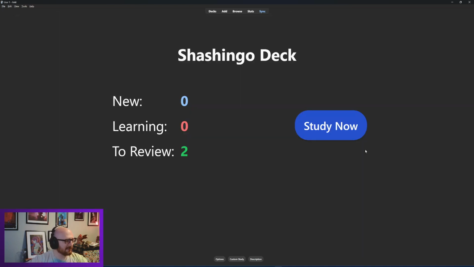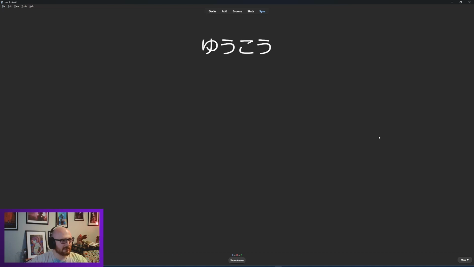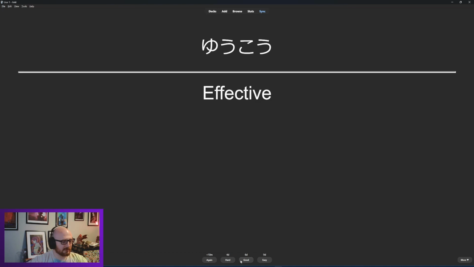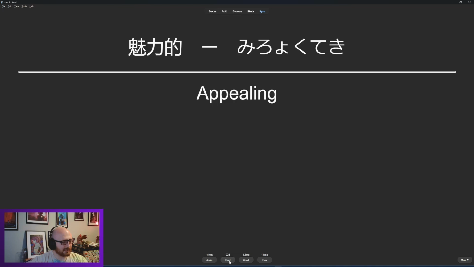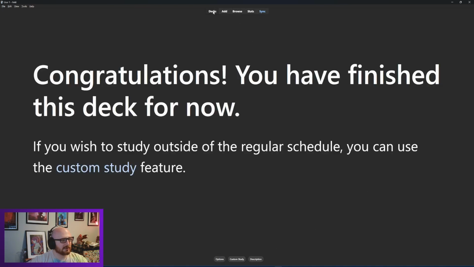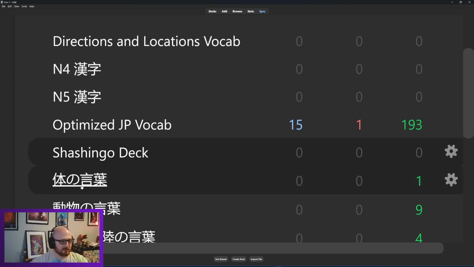Alright, Shashingo deck. We got two things here. Let's check them out. Yuko, effective. Good. Myokteki is appealing. Appealing. Yes, good.